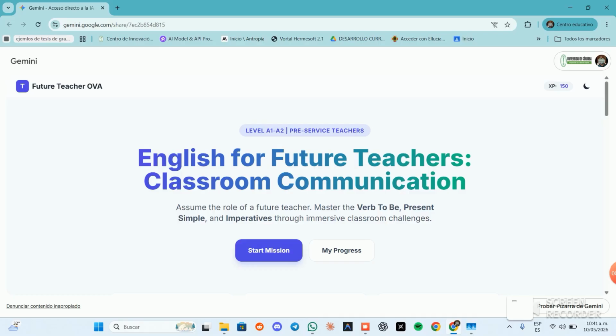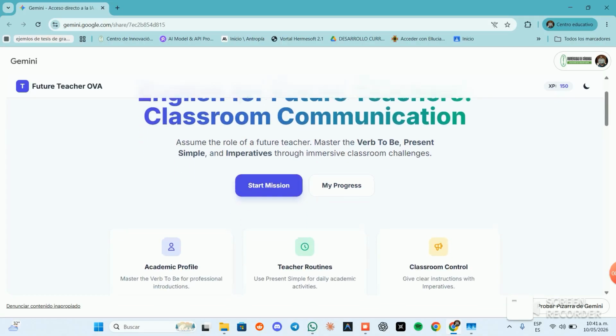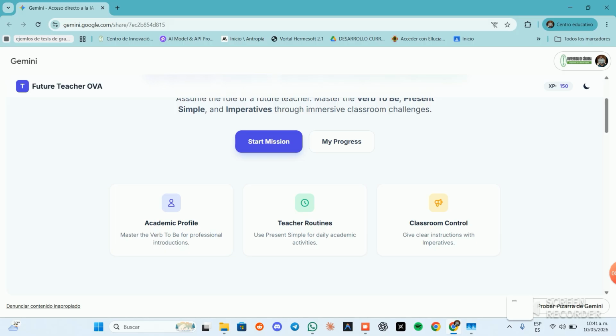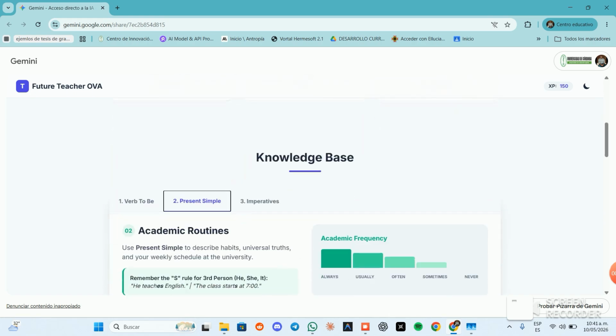Basically, this OVA may assume the role of future teachers, mastering the verb to be, present simple, and interactive through immersive classroom challenges. As a main objective, this OVA represents all the processes the students will carry out in the classroom, making it more interactive, where students can follow their own process according to what they have learned.